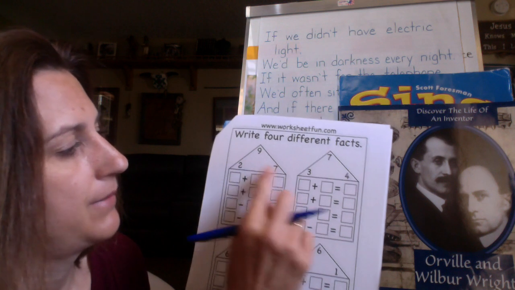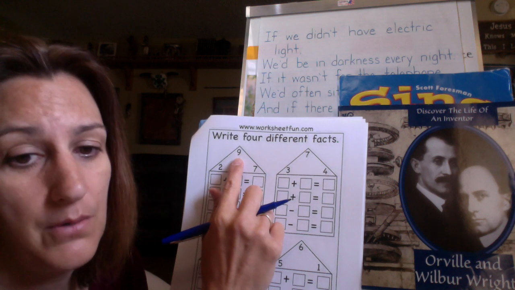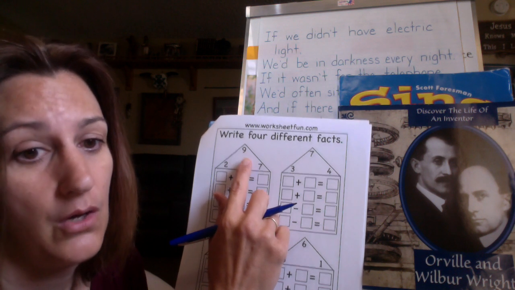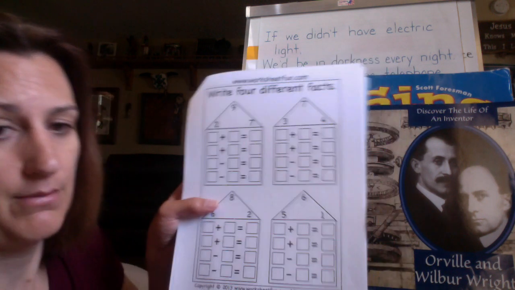So we have to think about this. In our addition problems, 9 is going to be our sum or our answer. In the subtraction problems, it's going to be the whole that we have to start with. So now we have to actually write the problems.